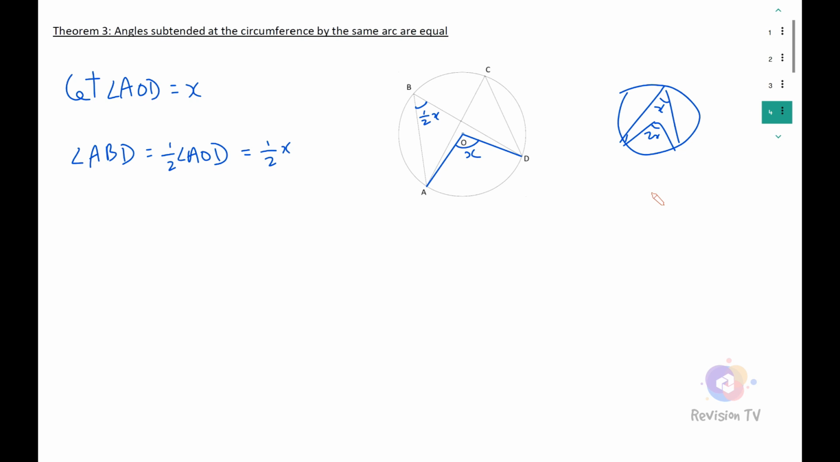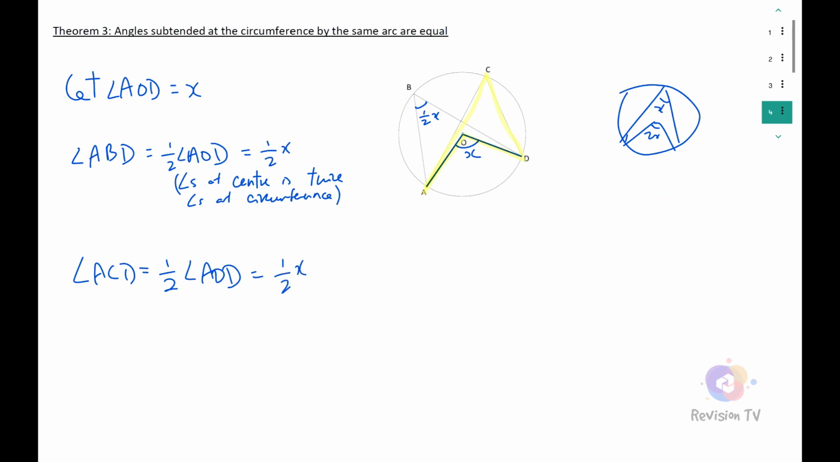Next, you could do the same. Now you have got a different arrowhead this time, but it's the same thing. So angle ACD is also, actually you have to explain the reason here. The reason is angles at center is twice angles at circumference. So angle ACD also equals half of angle AOD because of the arrowhead, which is also half x. Reason: angles at center is twice.